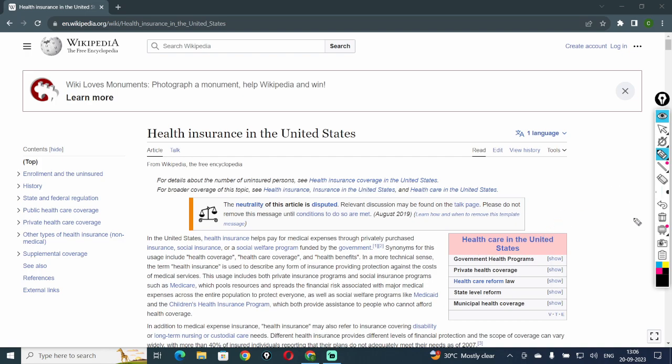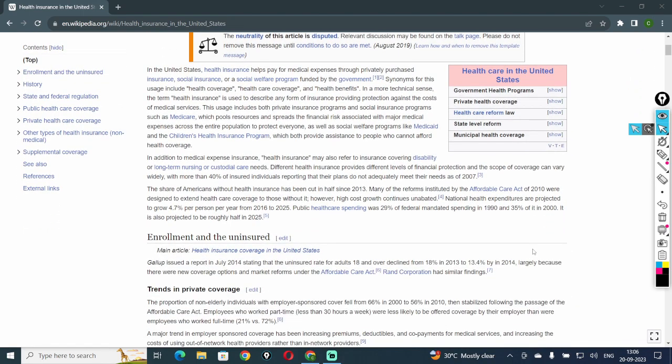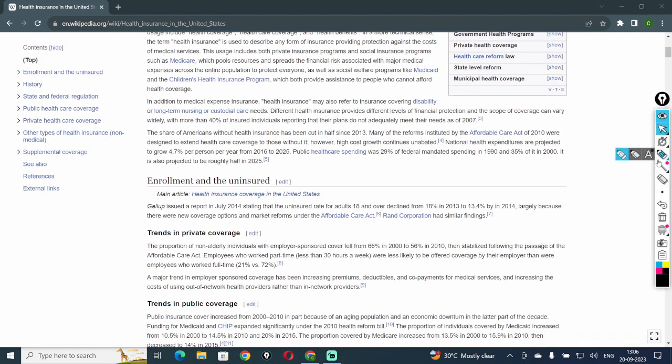In addition to medical expense insurance, health insurance may refer to insurance coverage for disability or long-term nursing and custodial care needs. Different health insurance provides different levels of financial protection, and the scope of coverage can vary widely, with more than 40% of insured individuals reporting that their plans do not adequately meet their needs as of 2007.